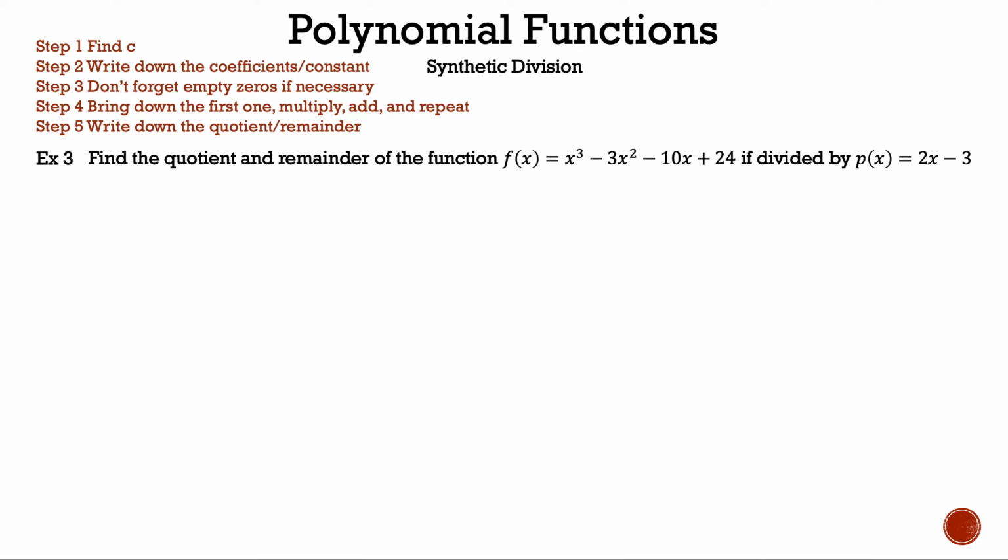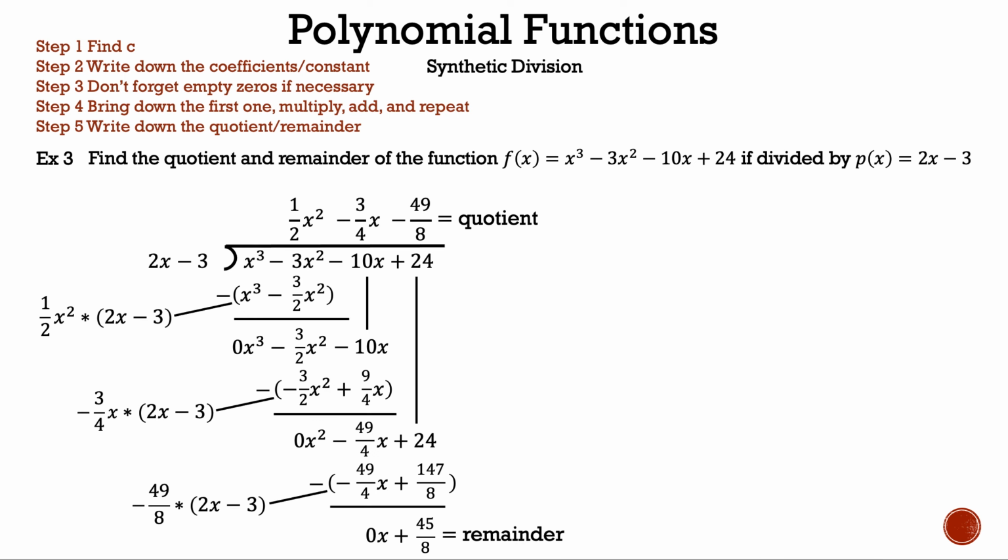Now, let's read the question. Find the quotient and remainder of the function f of x is equal to x to the power of 3 minus 3x to the power of 2 minus 10x plus 24 if divided by p of x is equal to 2x minus 3. First, let's show the result of dividing x to the power of 3 minus 3x to the power of 2 minus 10x plus 24 by 2x minus 3, using long division.